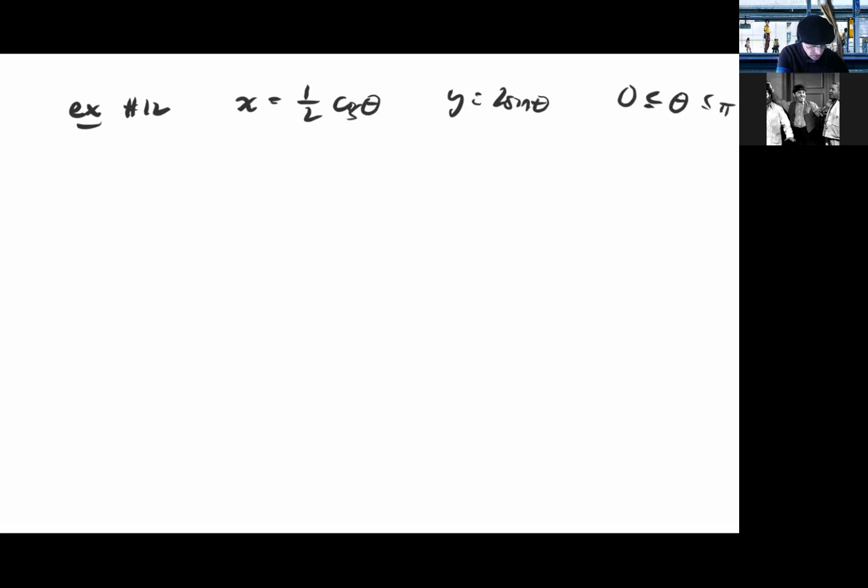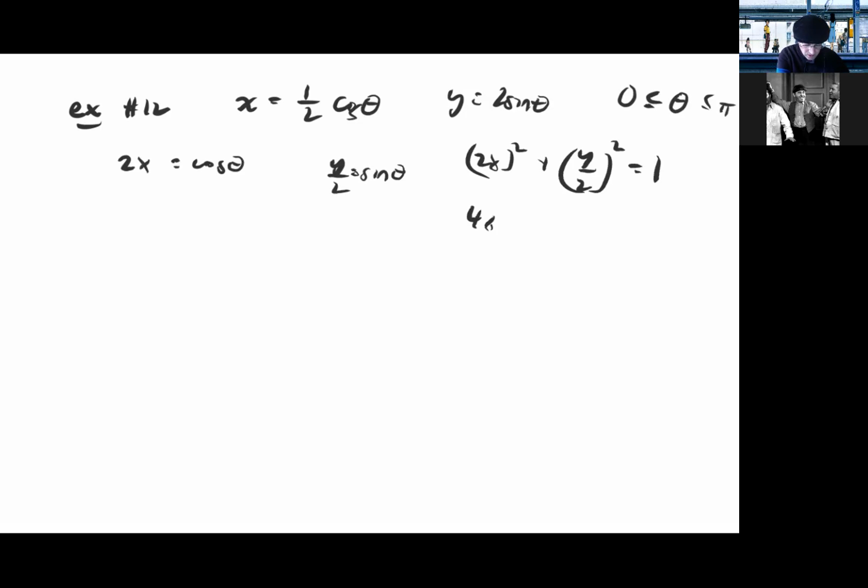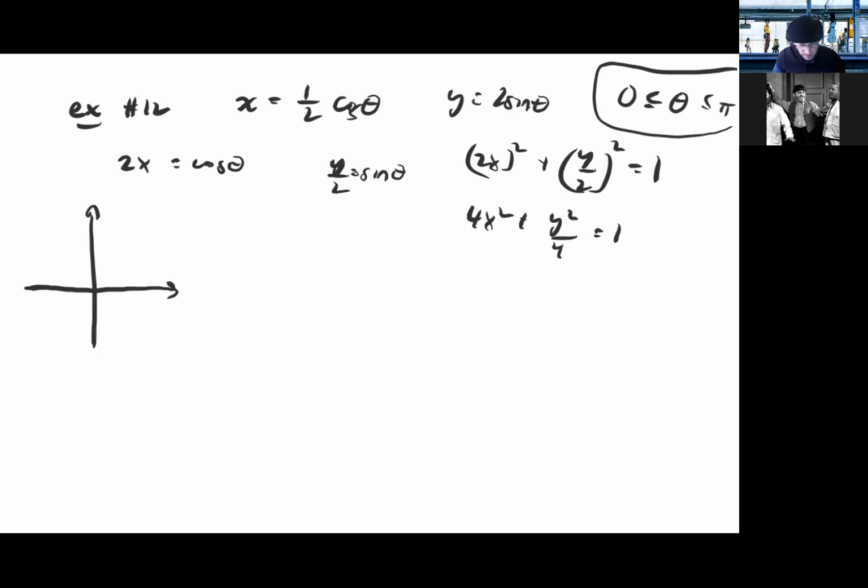If we take 2x, that's cosine of theta. And if we take y over 2, that's sine of theta. And that tells me that (2x) squared plus (y over 2) squared is 1. In other words, 4x squared plus y squared over 4 equals 1. And that tells me it should be an ellipse, except there'll be one little change. Because theta is going from only 0 to pi and not 0 to 2 pi, it's going to be half an ellipse.